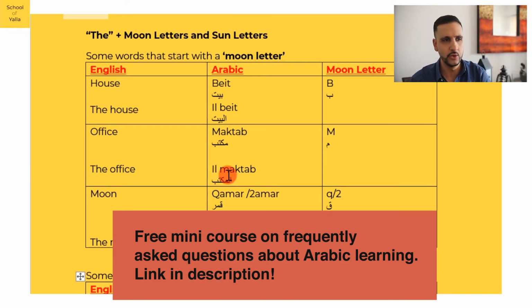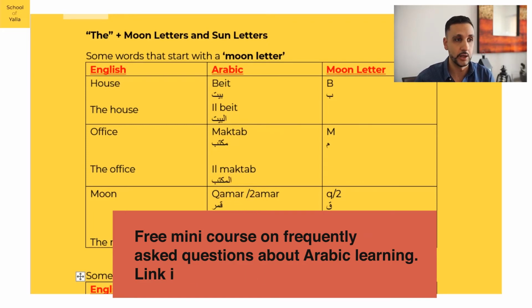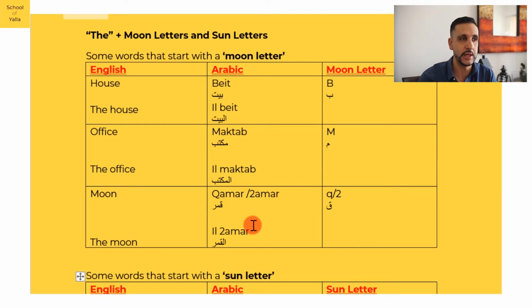We're pronouncing the L, we're pronouncing the M, everything. Qamar, moon, il-qamar. Now you might be asking, does this apply to every letter starting with B? For the most part, yes. Any moon letter is just a moon letter, and we'll pronounce the L sound, and we'll pronounce the letter as it is without doubling down.